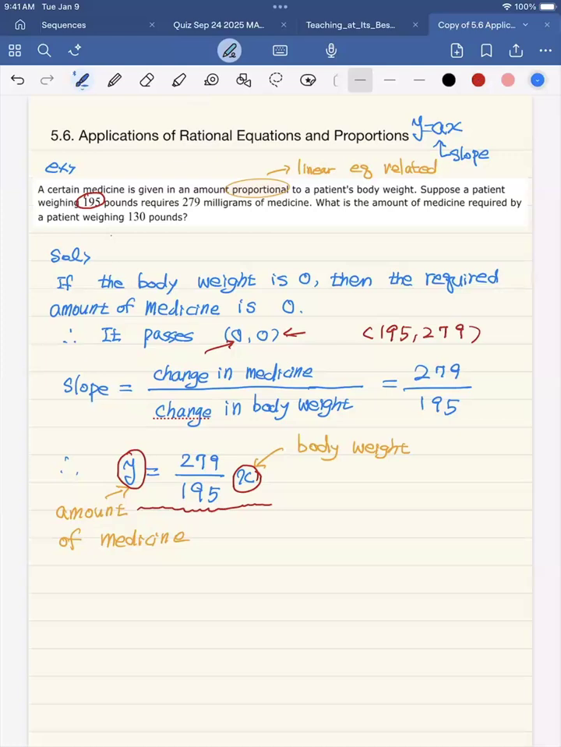The question is about what is the medicine amount when a patient weighs 130 pounds? y equals 279 over 195 times body weight, which is given as 130 pounds. And then we use a calculator. Then it will give you 186 milligrams.